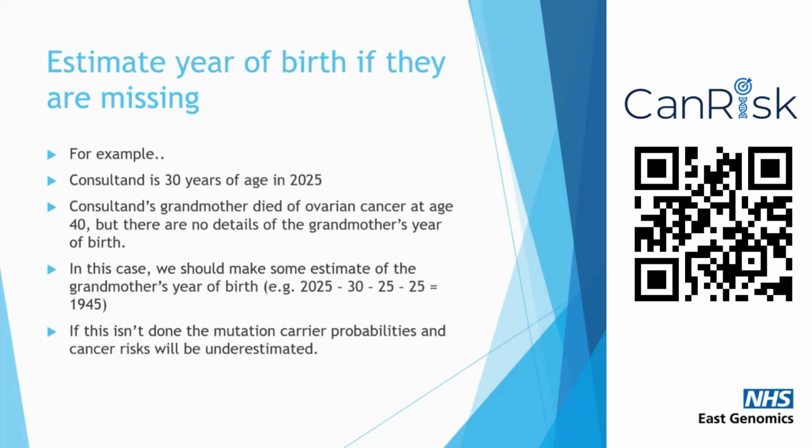So if someone comes to see you who's 30 in 2025 and their grandmother died of ovarian cancer, but they don't know what year she was born, but they know that she was diagnosed at the age of 40, you can make an estimate based on the fact that 2025 minus 30 years for when she was born, minus 25 potentially for when her mum had her, minus 25 for the date of birth of her grandmother, and I would put that in. It's not exact, but it's better than not including it and the person being excluded from the calculation because of it.